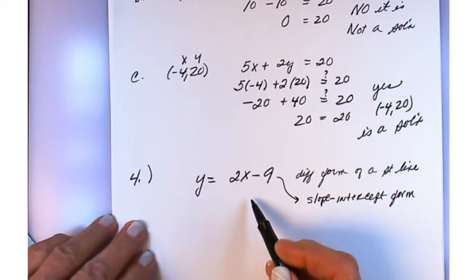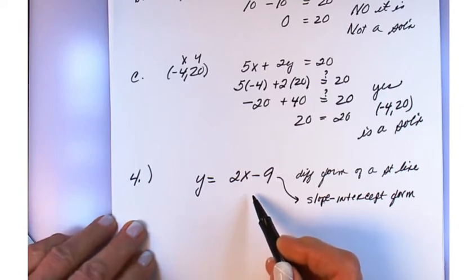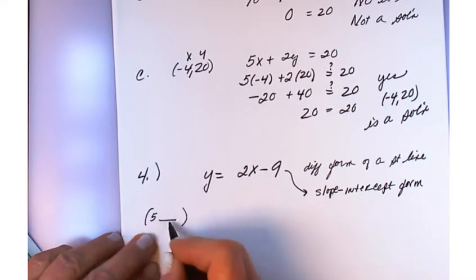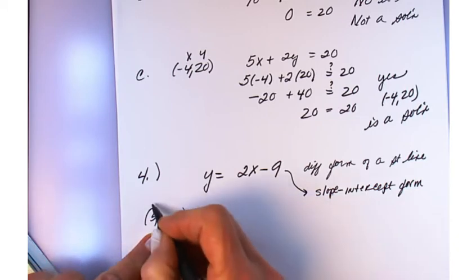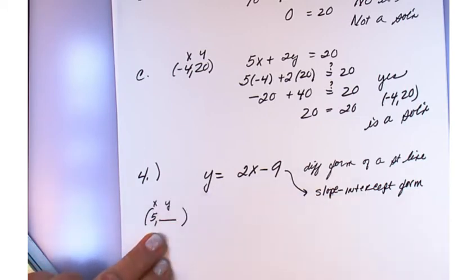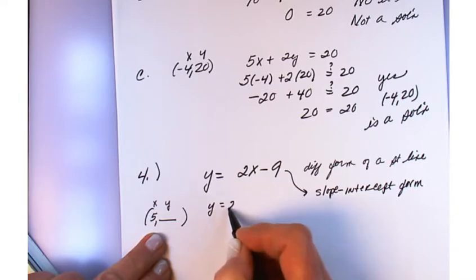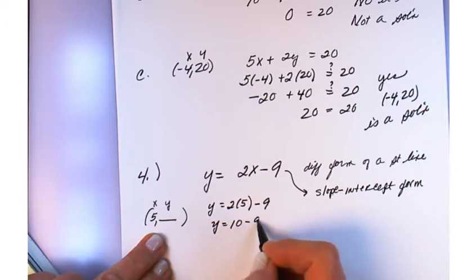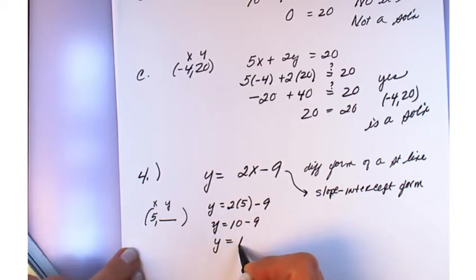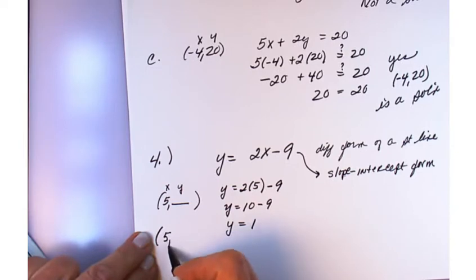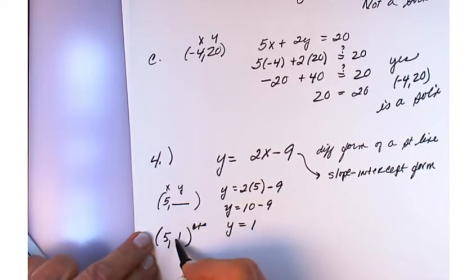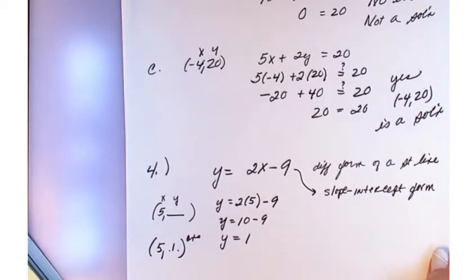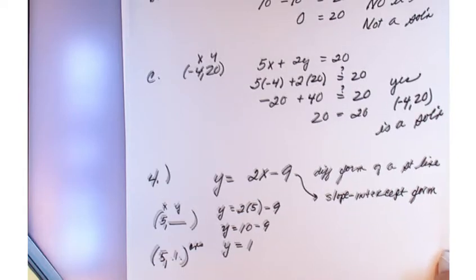And our question here is, we're given the ordered pair 5, and then we need to find the y value. So this is x and this is y. So I'm going to substitute in the 5 for the x, and I get 10 minus 9, I get y equal to 1. So the answer is 5, 1. As long as you're given one of the variables, it's just a piece of cake to find the other one.